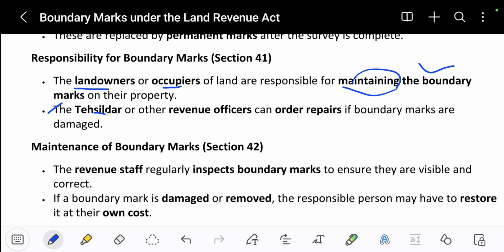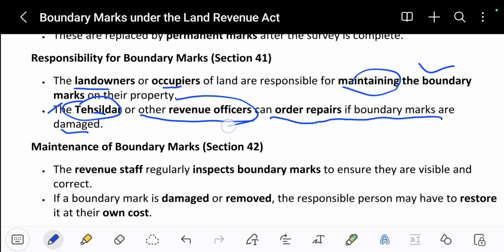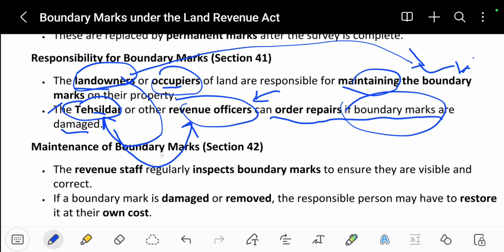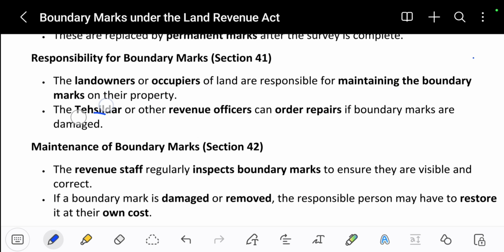Second part is that the Tehsildar or other revenue officer can order repairs if boundary marks are damaged. So basically the Tehsildar or a revenue officer are responsible because these people have the authority to build the boundary marks. So if the landowner does not have any kind of boundary mark managed, or maybe his boundary mark got damaged, at that point these landowners or occupiers can go to the Tehsildar or to the revenue officer and tell them to repair the boundary mark. Okay, this is done. Now we're moving on to the next section.